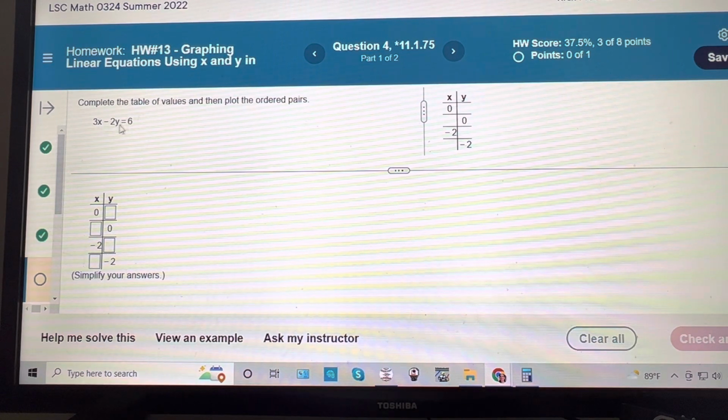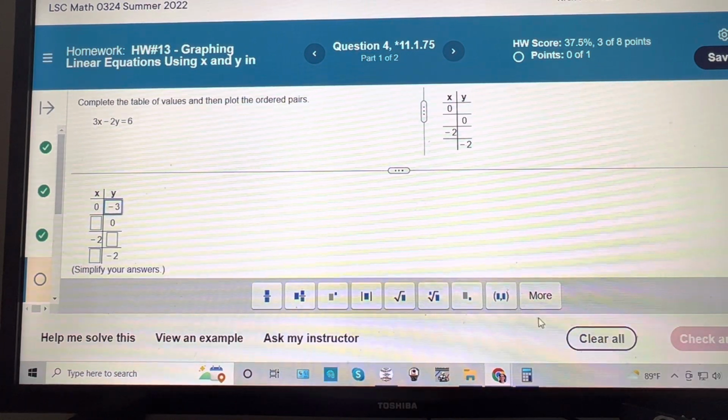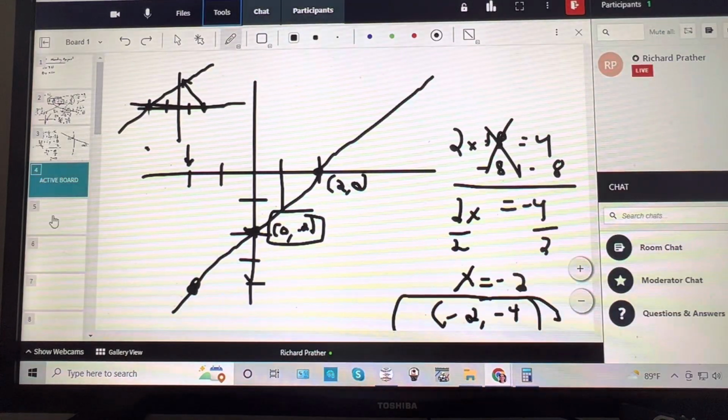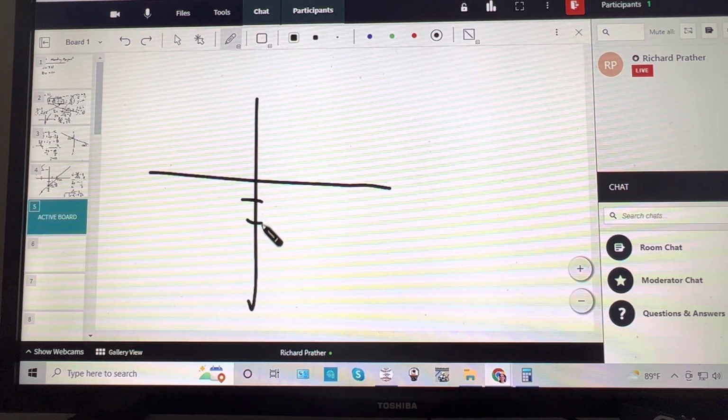-2y equals 6. Divide both sides by -2. 6 divided by -2 is -3. And if I was graphing this to double check, 0, -3 is here.